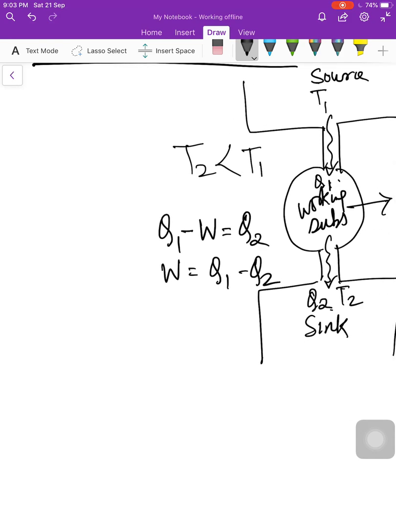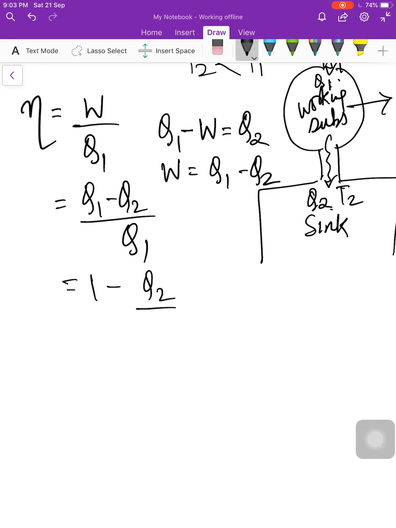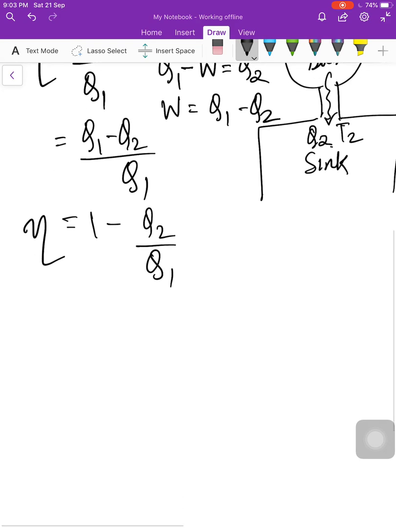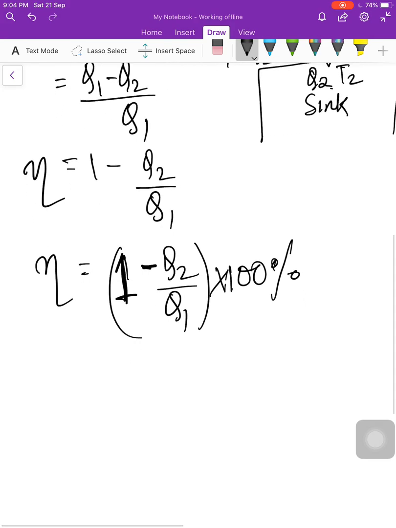Using this, I can write the expression for efficiency. It is the energy output by the energy input. Q1 minus Q2 by Q1, which is 1 minus Q2 by Q1. And if you want to calculate the percentage of efficiency, you can multiply with 100%. As you can very well see, the efficiency is never going to be 100% here, because you have a one minus factor here. It can be 100% only if your Q2 is going to be 0. Then you will have the efficiency 100%, but this is never possible in reality.